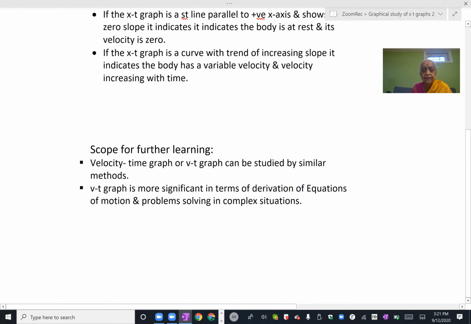Hope I have made it clear. Just go through these 4 graphs 4 or 5 times, go through the analysis yourself, and recast the observations, inferences, and what you have to say about the final conclusion. All these things you study on your own.